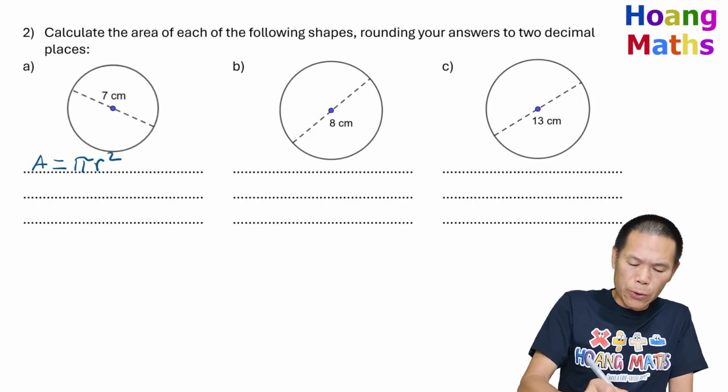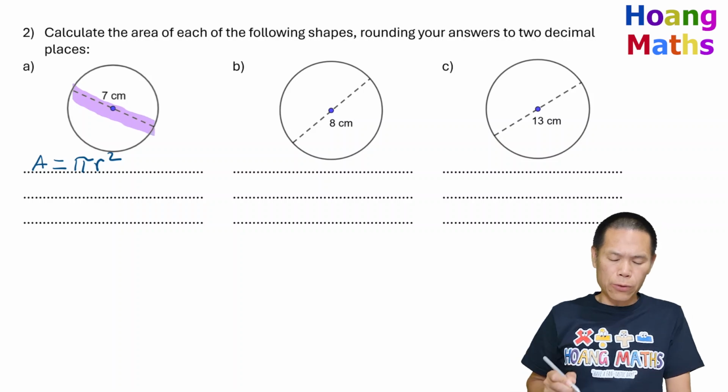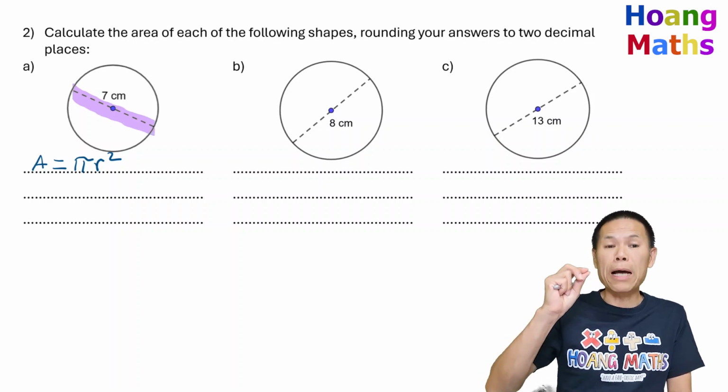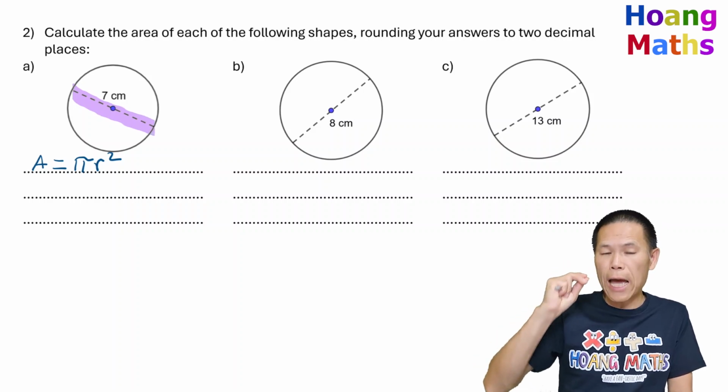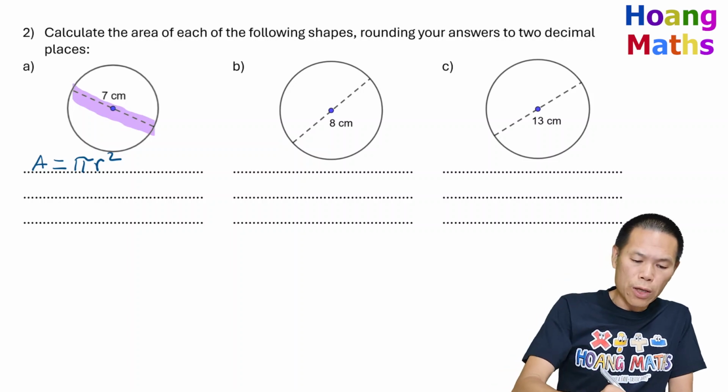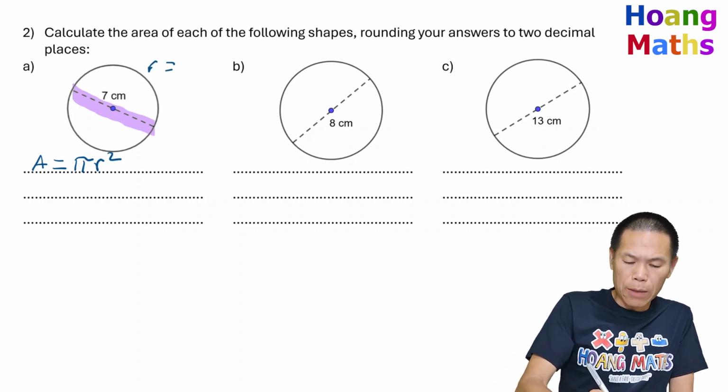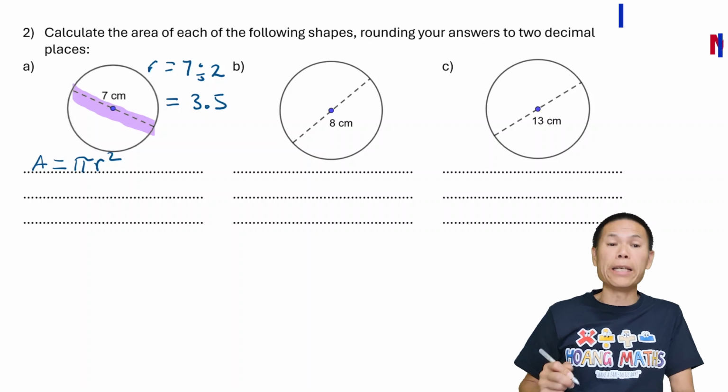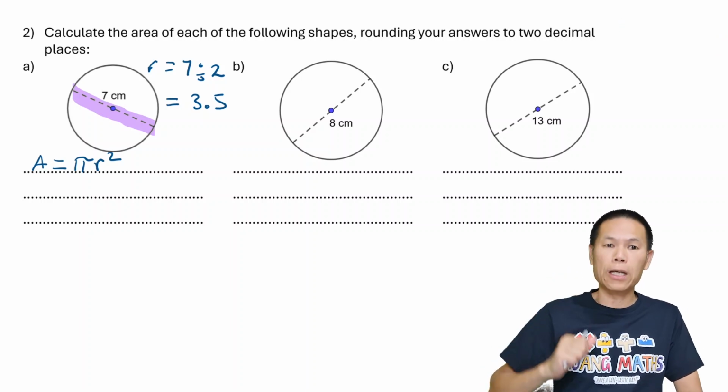But then the 7 centimeters here is from this end to the other end and passes through the center. So it's a diameter. Therefore, the radius is half of the diameter. So that means 7 divided by 2, which gives me 3.5. That is the radius of this circle.